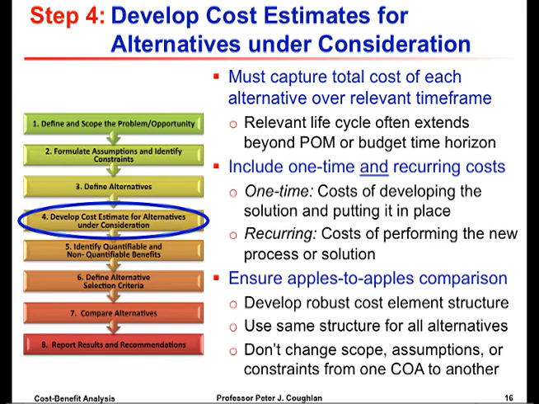It's also important to ensure an apples-to-apples comparison, meaning that sometimes there will be differences in the way costs are categorized, or if you think about the different cost structure, you want to make sure that you're comparing all elements, labor, technology, time, whatever it might be, across all alternatives, right? Don't change the scope, don't change the assumptions, don't change the constraints from one course of action to another, and make sure you're looking at the same cost elements for all of your alternatives.